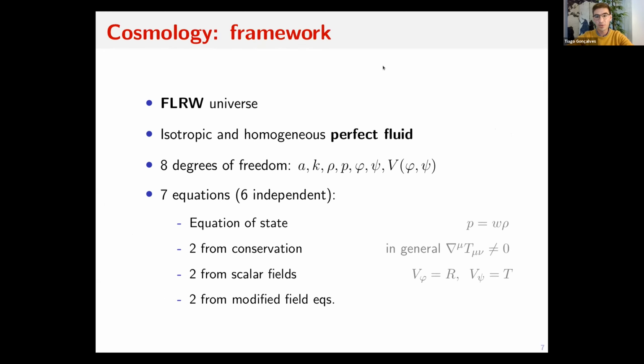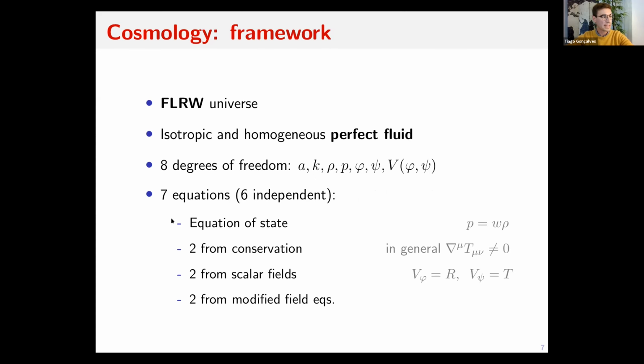To do this cosmological analysis, we've chosen to work in a universe described by the FLRW metric and filled with an isotropic and homogeneous perfect fluid. In this framework, we're working with 8 degrees of freedom. So the scale factor, curvature parameter, density and pressure, the two scalar fields and the potential with its associated 2 degrees of freedom. And we're able, in general, to build a system of equations.